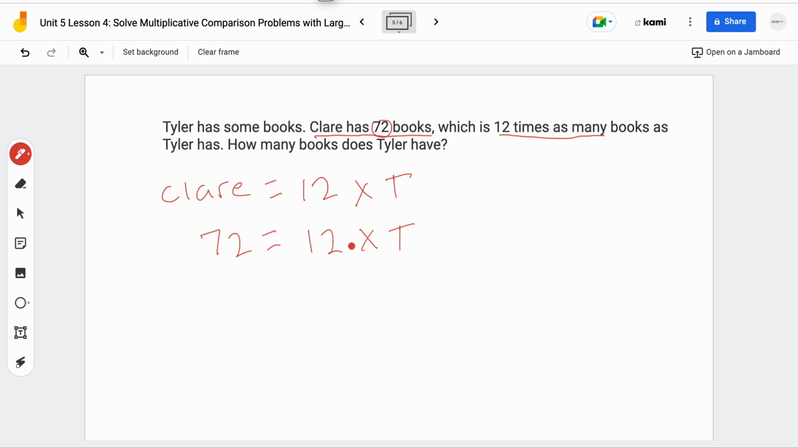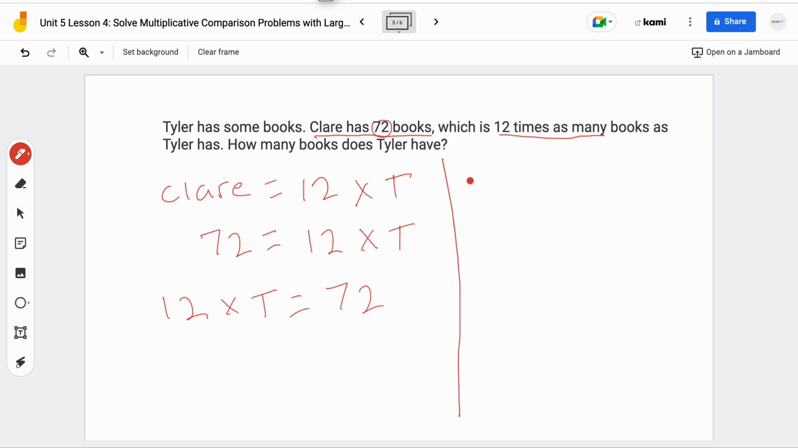Well, if this confuses you, you can just put it this way. You can say 12 times T equals 72. It's the same thing. So 12 times what will give me 72? 12 times what? Well, let's also draw a diagram over here. Let's draw a little diagram over here on the side.